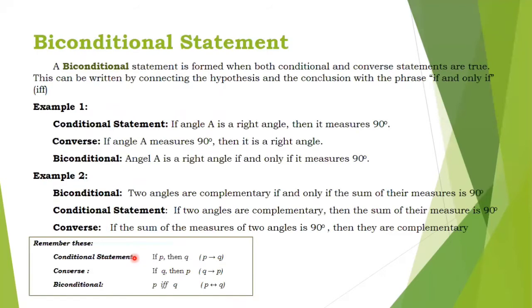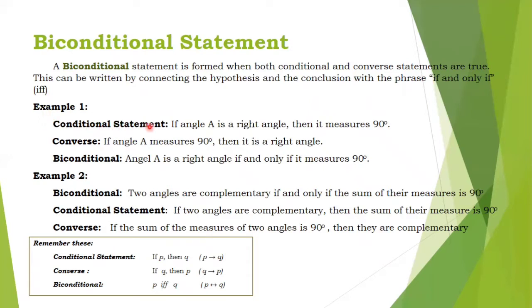So, let's go to biconditional statement. So, remember, the converse of a given conditional statement is not always true. Now, what happens if both are true? A biconditional statement is formed when both conditional and converse statements are true. So how are you going to write it? This can be written by connecting the hypothesis and the conclusion with the phrase if and only if, or IFF.